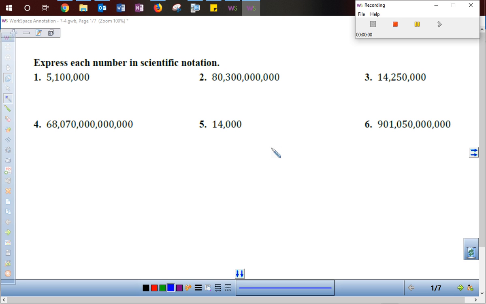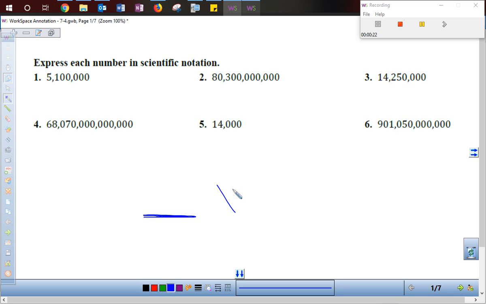Today we're going to talk about scientific notation. Now, scientific notation is a way to take a number that is really, really big or really, really small and write it so that it's easier to understand and easier to see. So, scientific notation is going to look something like this. You're going to have some number that's going to be multiplied by 10 raised to some exponent.